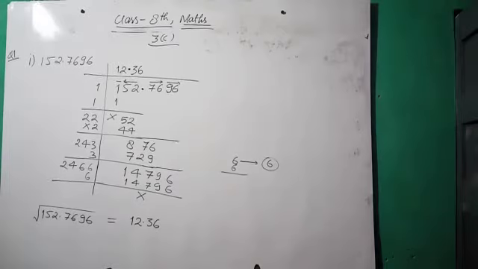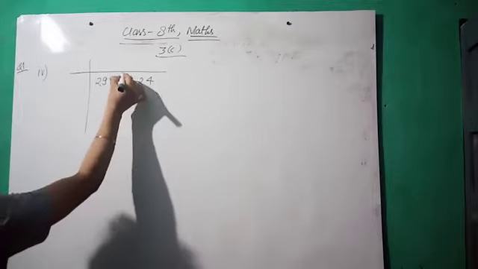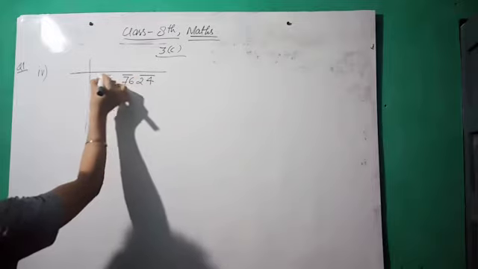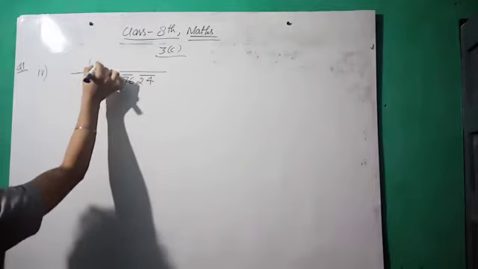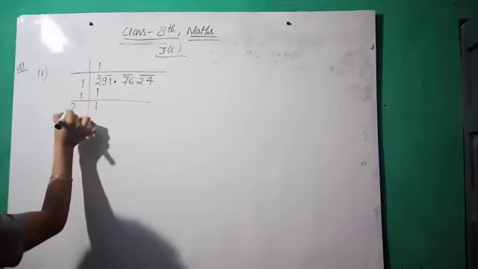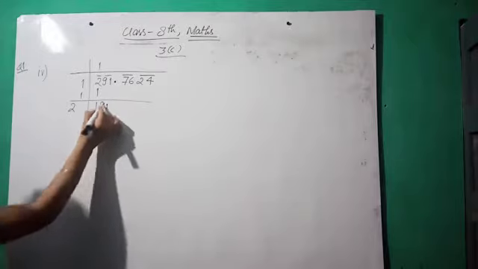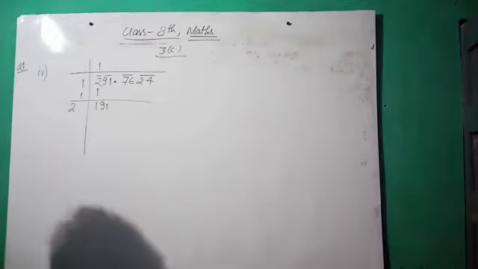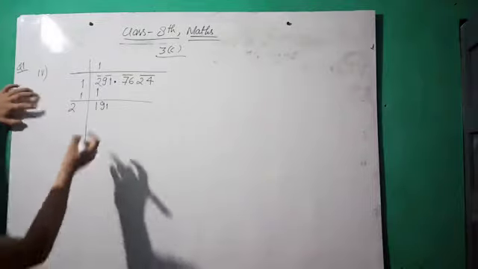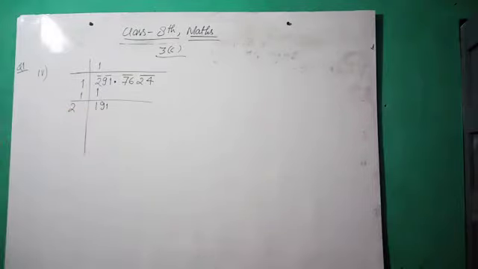Now the next, the fourth part, 291.7264. Again, first of all we make groups of 2 and then 1. 1 into 1 is 1. Now add both, 1 plus 1 is 2, then 91. So 191. Now we have to multiply it by 7, so 27 into 7.